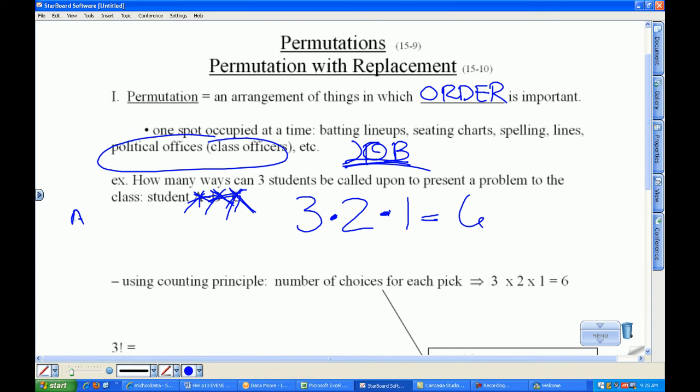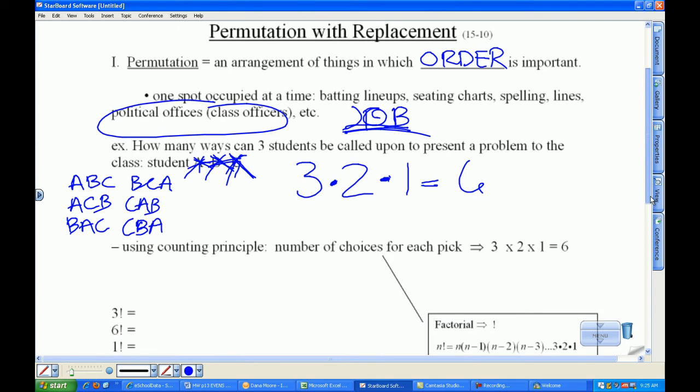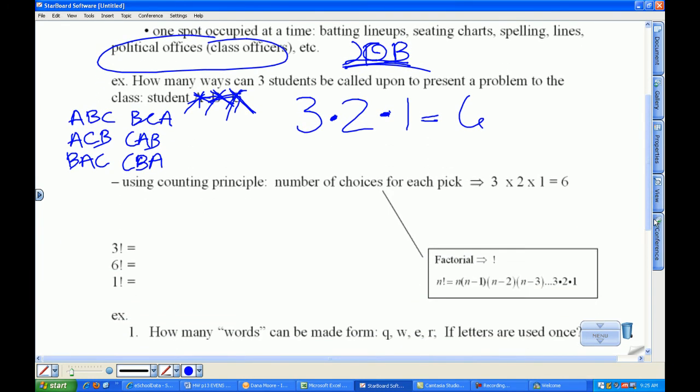They are ABC, ACB, BAC, BCA, CAB, and CBA. Those are the 6 possible orders, but of course we don't need to write those orders out to do the problem. That's just to illustrate the point.